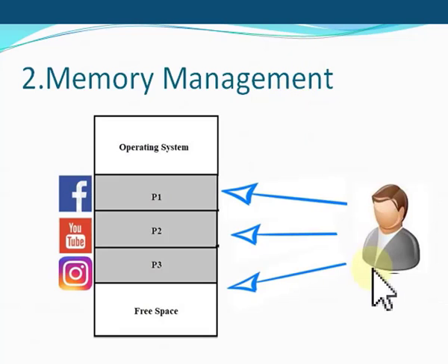In this example, the user is running multiple programs at the same time, like Facebook, YouTube, or Instagram. These applications or programs are taking space, or this space is reserved for these programs. And when the user is going to close any of the programs, the operating system will free that memory portion.